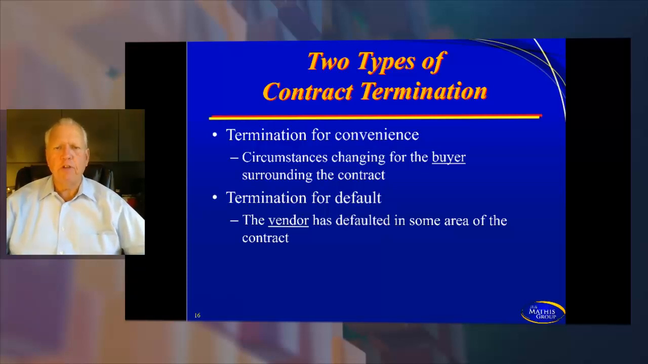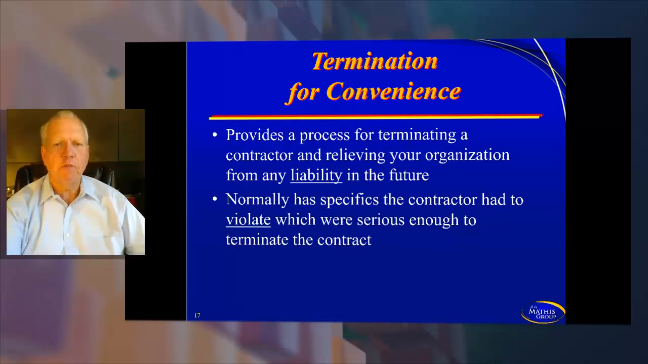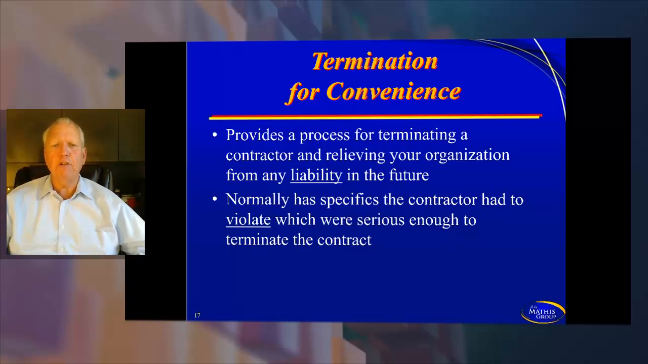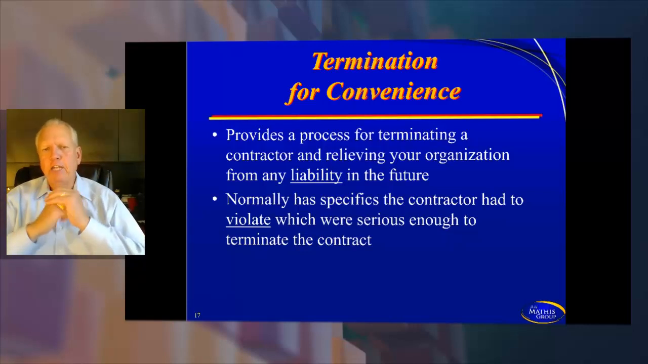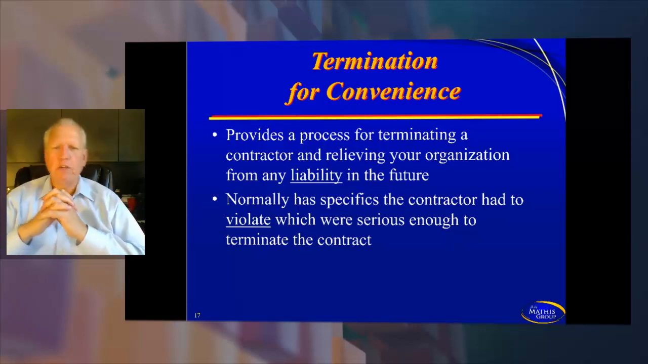Termination for default means the vendor has defaulted in some area of the contract. That means the vendor did not provide what they said they would provide. That's the default that you're looking at. Termination for convenience provides a process for terminating a contractor and relieving your organization from any liability in the future. Normally it has specifics the contractor had to violate which were serious enough to terminate the contract, but in many cases, in termination of the contractor for convenience, nobody violated anything. The vendor didn't violate, the customer didn't violate, they're just not doing the contract.